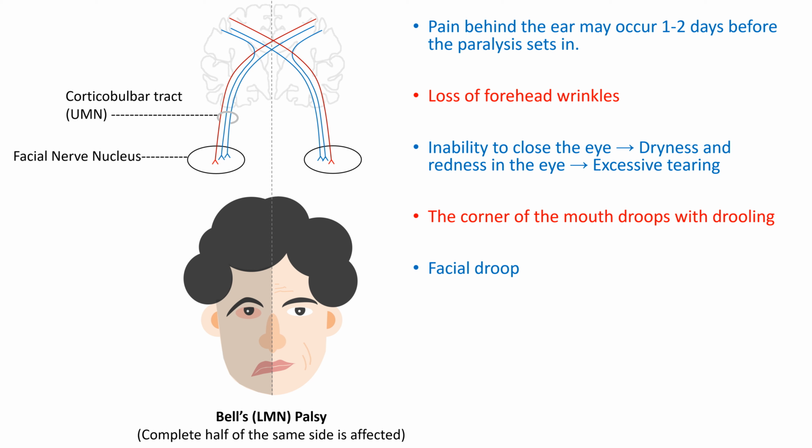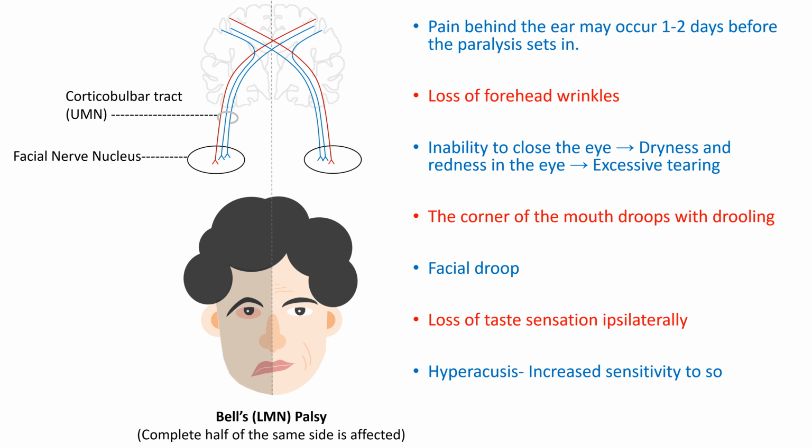Facial droop, that is sagging face, is due to the paralyzed muscles on the affected side. Loss of taste sensation ipsilaterally from anterior two-thirds of the tongue is observed as chorda tympani, a branch of facial nerve, is affected. Lastly, hyperacusis, that is, increased sensitivity to sound due to loss of attenuation reflex can occur. In this, stapedius muscle supplied by facial nerve is paralyzed.